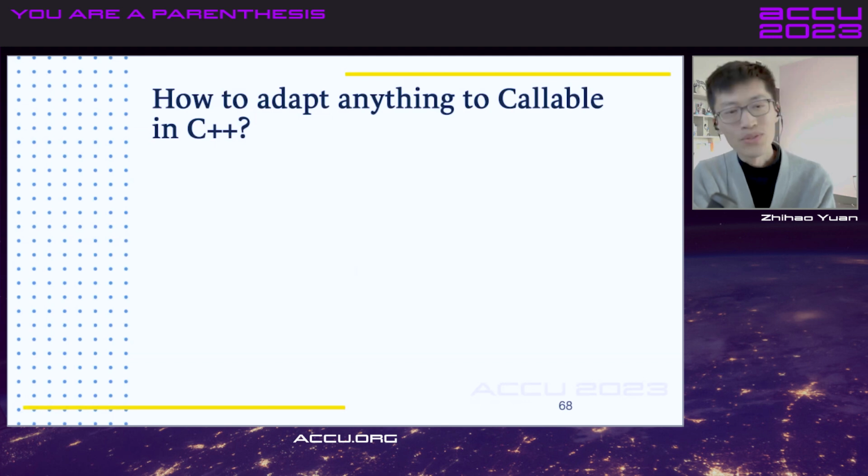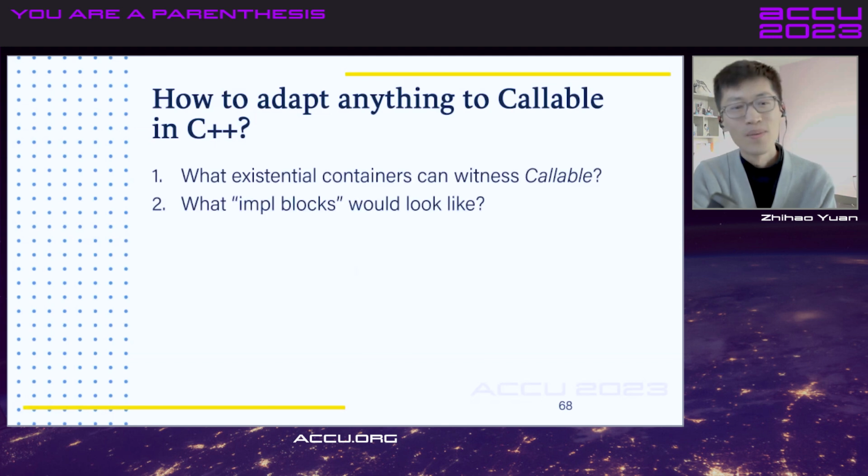So how to adapt anything to Callable in C++? What existential container can witness Callable in C++? And what would impl blocks in that case look like?